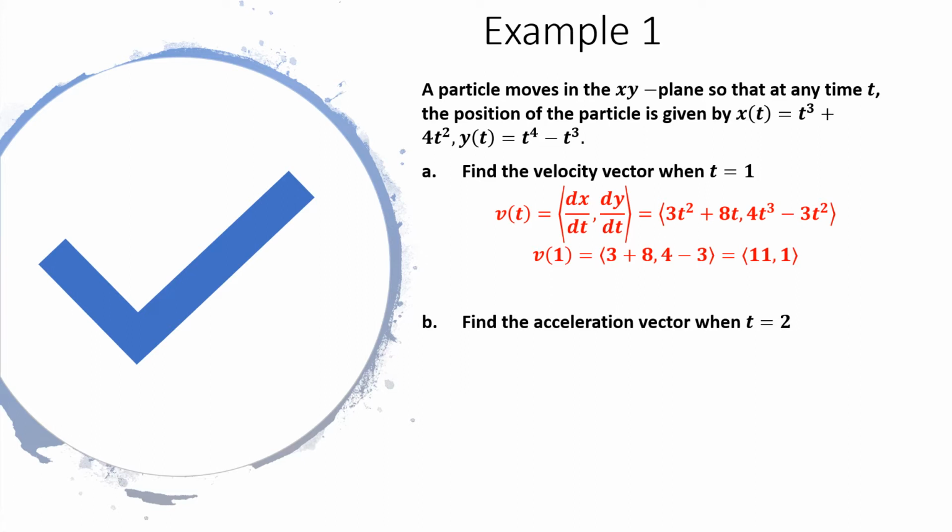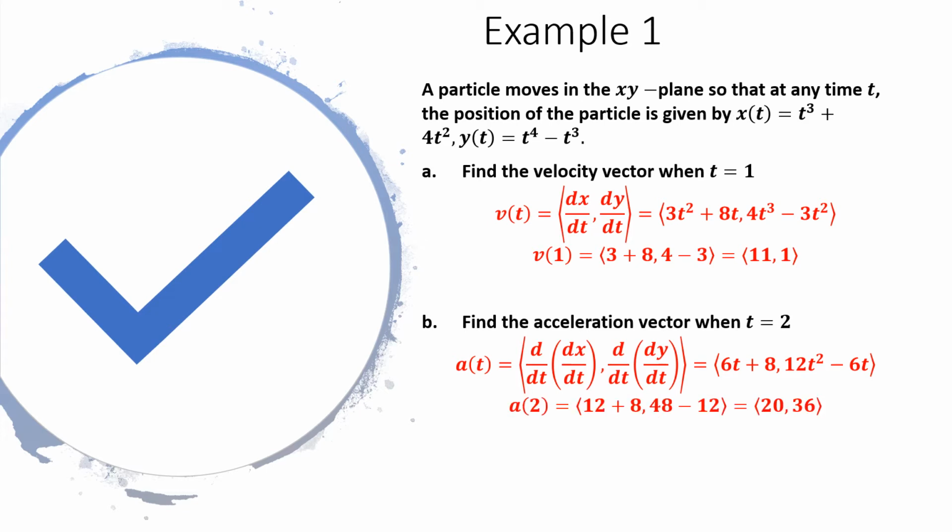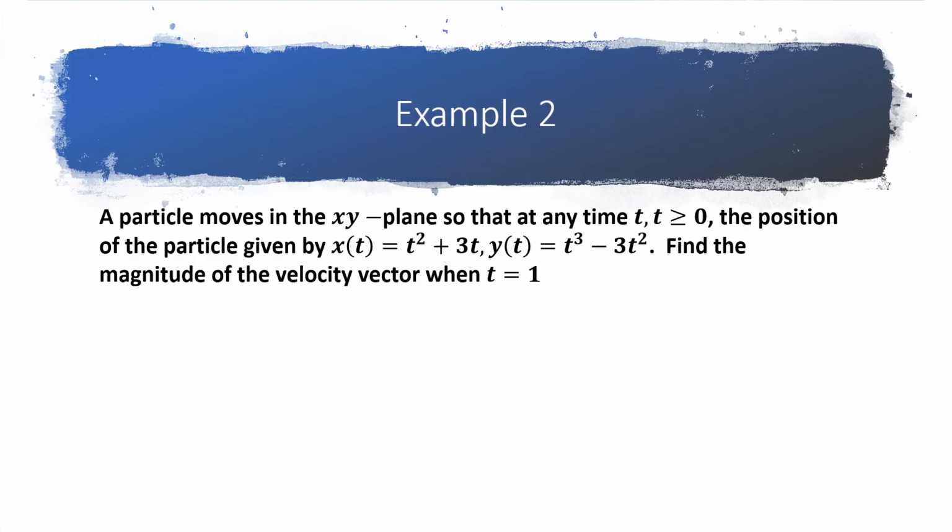Alright, the next part says find the acceleration vector when t equals 2. Now remember, your acceleration is the derivative of your velocity. So if I take my velocity function and take that derivative, I get 6t plus 8, and then 12t squared minus 6t. If I want to find it at t equals 2, I'm going to plug 2 into my function to get 20, 36. So <20, 36> would be my acceleration vector at t equals 2.